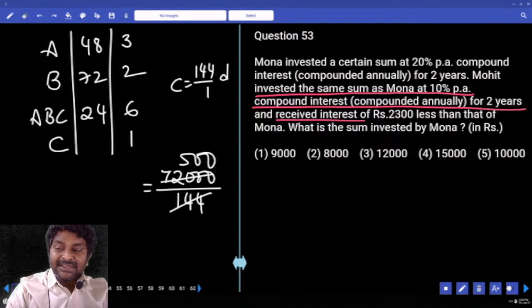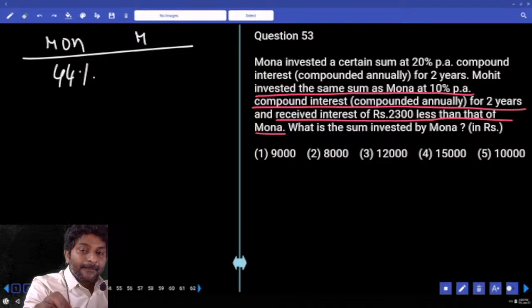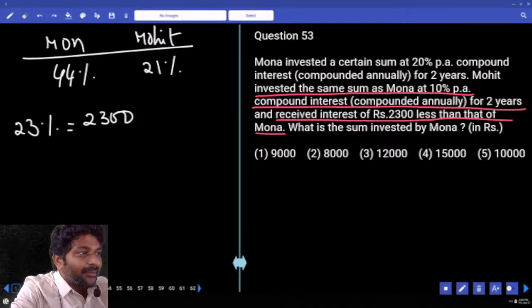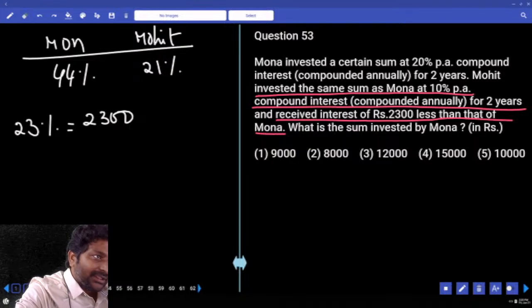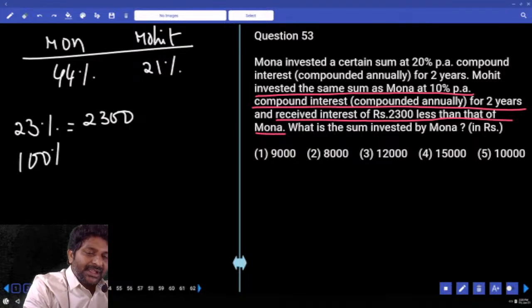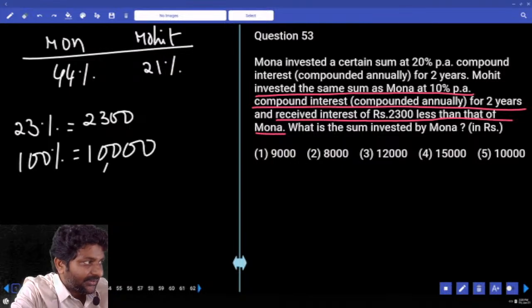And he received interest 2,300 less than that of Mona. Mona is getting what percentage? 40. Whereas Mohit? 20. How much less percentage is he getting? Which is equal to 2,300, right? Now the question is the sum invested by either Mona or Mohit, because both invested the same money. Meaning 100% we have to calculate. We just need to add 2 zeros, correct? Answer 10,000.